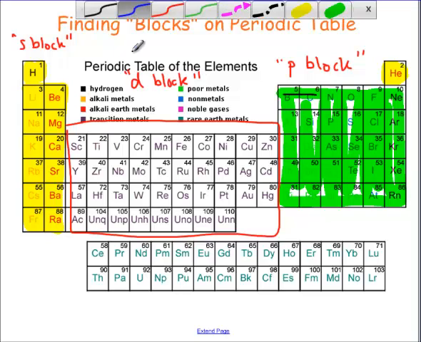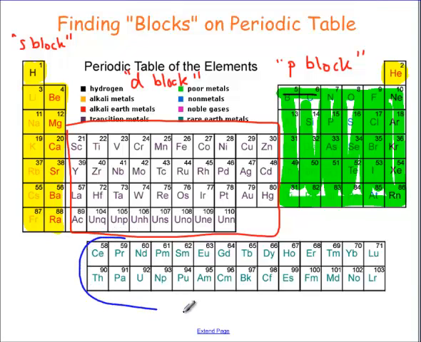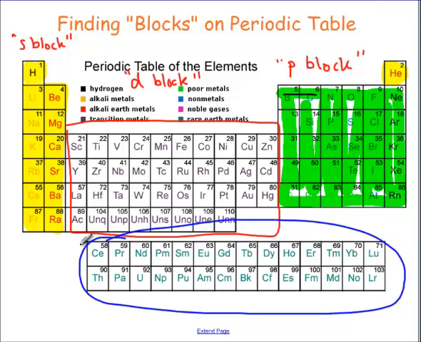And then we have the bottom two rows. Now, before, when we talked about the construction of the periodic table, we said that those two rows are pulled out to save space. And that is true. But what's also interesting is that all of the elements in these two rows have similar patterns of electrons, and these are called the F block elements. So you should have those marked on your periodic table so you can easily find where an element is so we can determine its electron configuration.